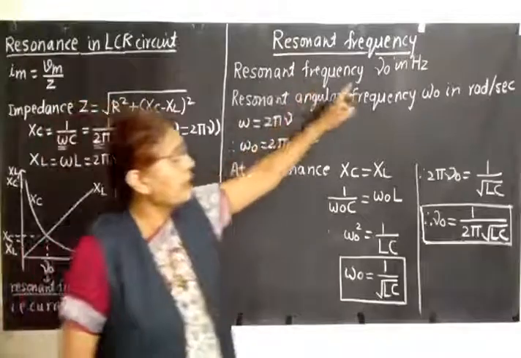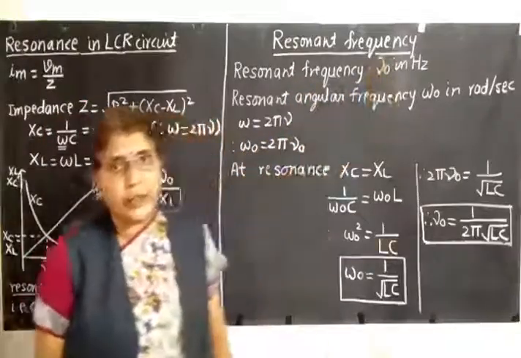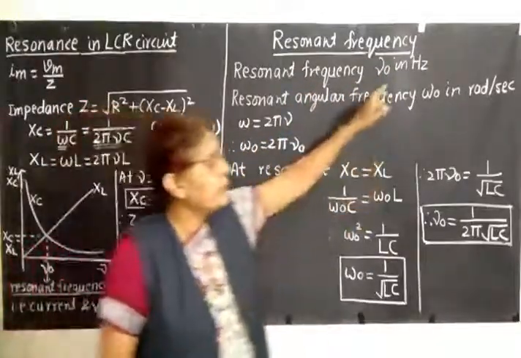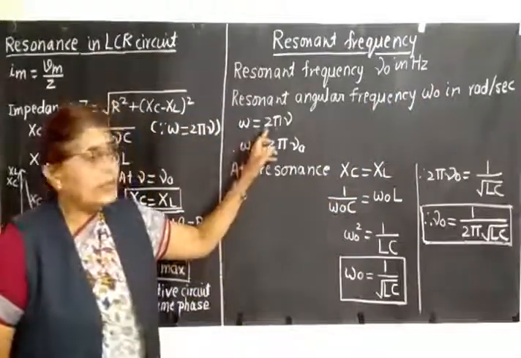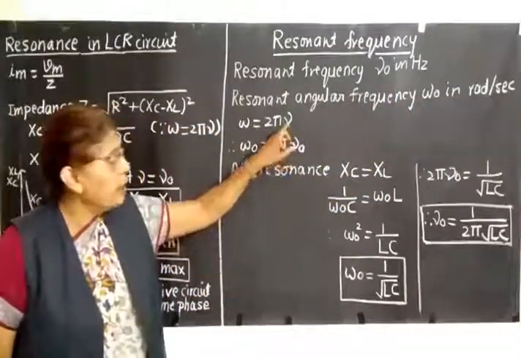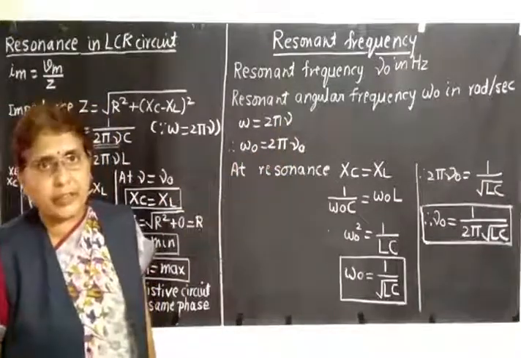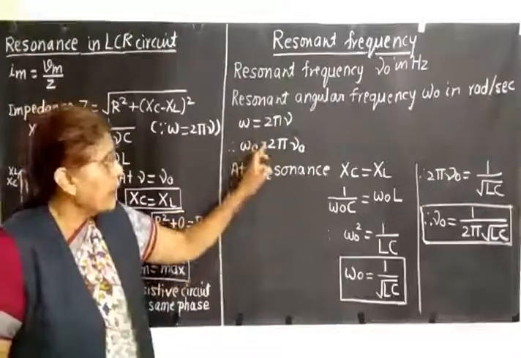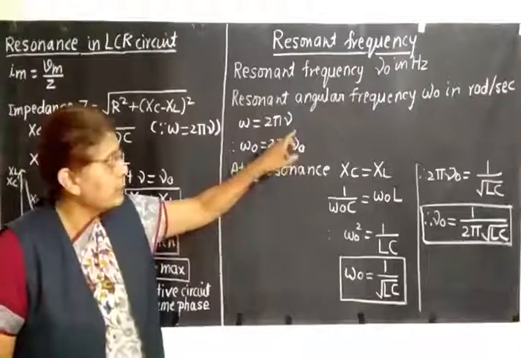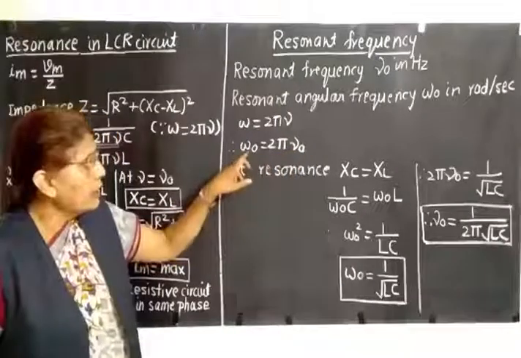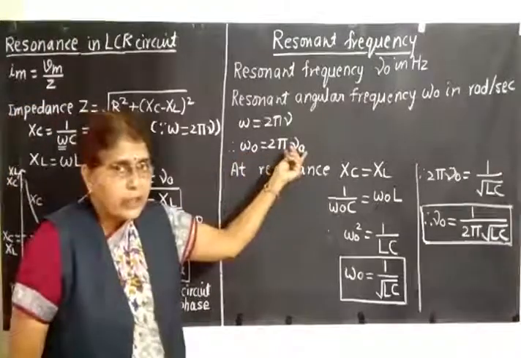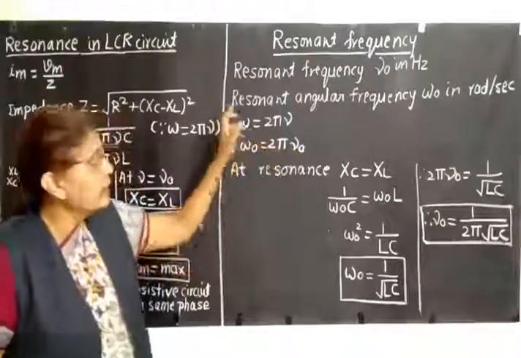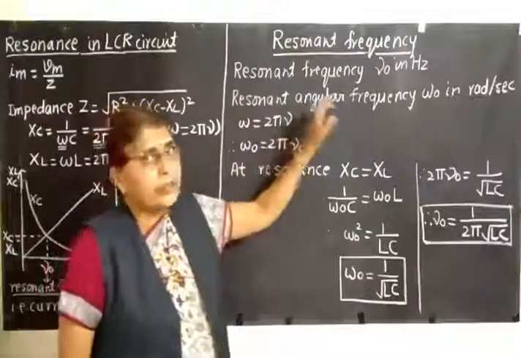Say resonant frequency is nu 0. What is the unit of nu 0? The unit of frequency will be Hertz. Now you have the relation omega is equals to 2 pi nu. Let us put the value of nu as nu 0, resonant frequency. So here it will become 2 pi nu 0 and corresponding to nu 0 we shall call the resonant angular frequency as omega 0. So nu 0 is the resonant frequency and omega 0 is the resonant angular frequency.